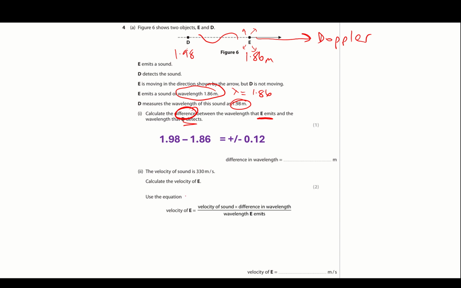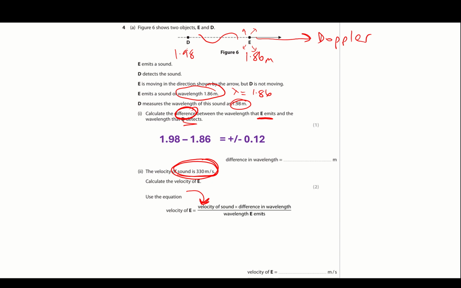The next one, we've got an equation that we've just got to use. It tells us to use this. The velocity of sound is 330 meters per second. We want to find the velocity of E. What's the speed of E? It's the velocity of sound multiplied by the wavelength difference, divided by the wavelength of E.